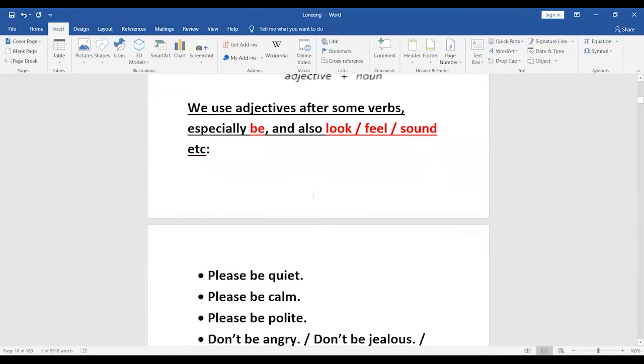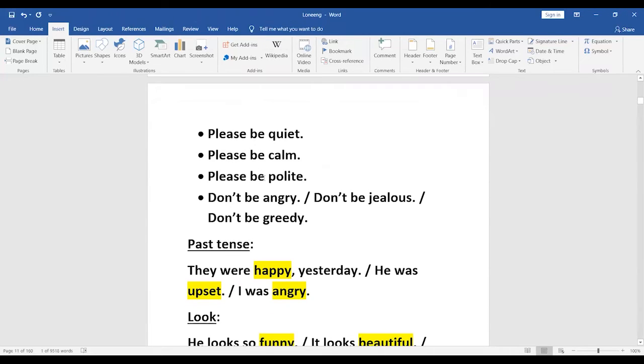Okay, let's take a look at adjectives that come after some verbs, especially be, look, feel, sound, etc. So please be quiet. Please be polite. Don't be greedy. If you see here the words greedy, polite, quiet, jealous, all these are adjectives as they add more meaning to the noun. In fact, here there's no noun, it's just a statement, a command given. And here this adds more meaning, and that is why they are adjectives.